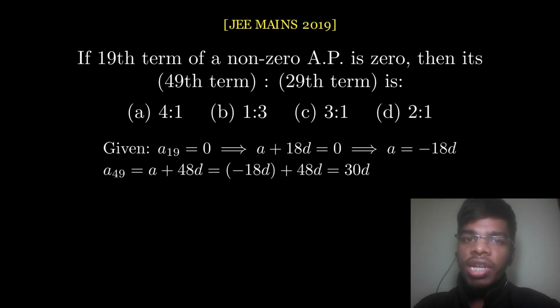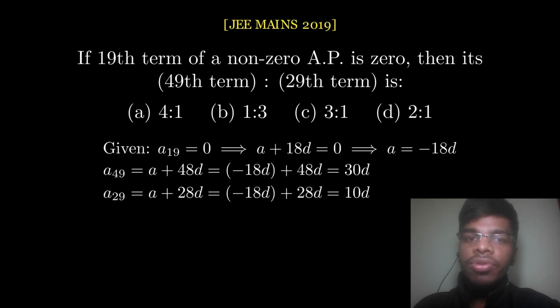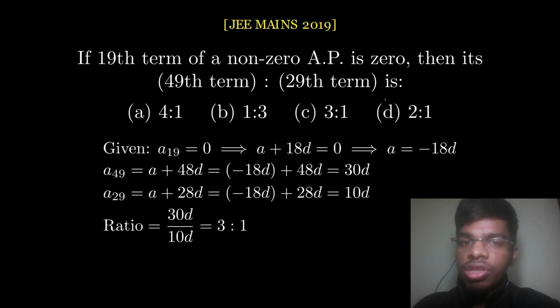Now, we want to find the ratio of the 49th term to the 29th term. How could I denote the 49th term? a plus 48d. Now I know that a is minus 18d, so just substitute over here, and you'll get that the 49th term is equal to 30 into the difference. Similarly, the 29th term too will be 10 into the difference. Now to find the ratio, it will be 30d divided by 10d. Now notice that we are given that the AP is non-zero, so the difference too will be non-zero definitely. So we can cancel the d out and we will get that the ratio is 3:1, which is our option C. So that is the correct option.